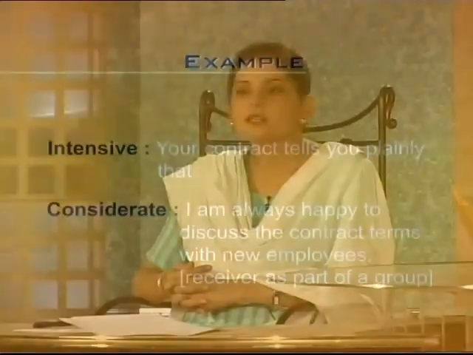Now in this, the receiver becomes part of a group. When you're saying, I am happy to discuss terms with new employees, then the receiver is part of the group of new employees. And therefore, he does not seem to be standing apart as a single person who is on one side with the organization on the other side. So इसलिए बहुत बार ये होता है कि आप यू कहने के बजाय आप जो रिसीवर है उसको एक ग्रुप का हिस्सा कर देते हैं ताकि वो अपने आप को इतना अकेला ना महसूस करे.